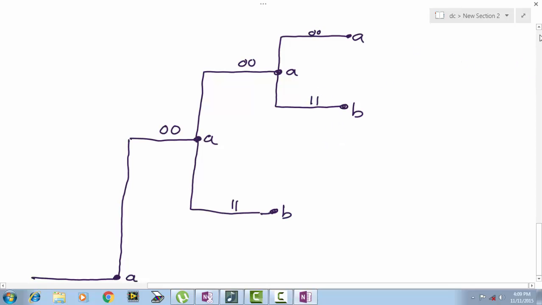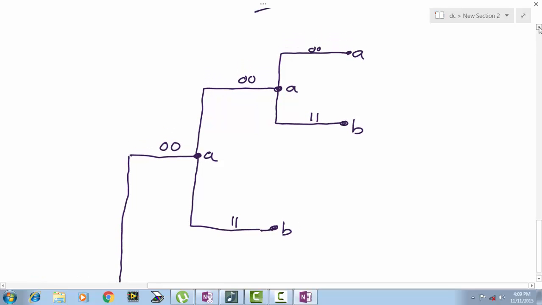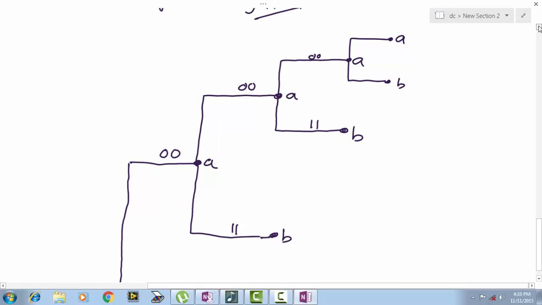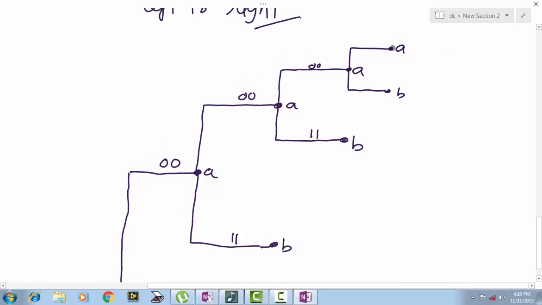Again we need to bifurcate this. So when we are in state A, if the input is 0, the next state is A. If the input is 1, next state is B. Again, one more bifurcation. If the input is 0, we'll move to state A. If the input is 1, we'll move to state B. This is 0 0 1 1. Here also 0 0 1 1. Now come to this. If we are in state B, if the input is 0, we'll move to state C.